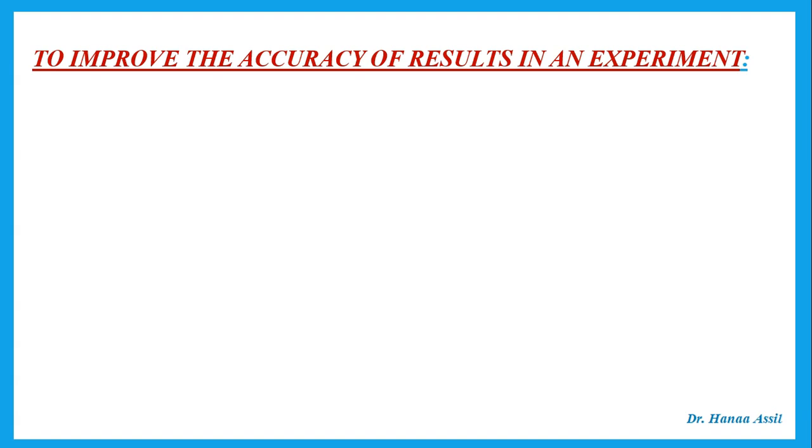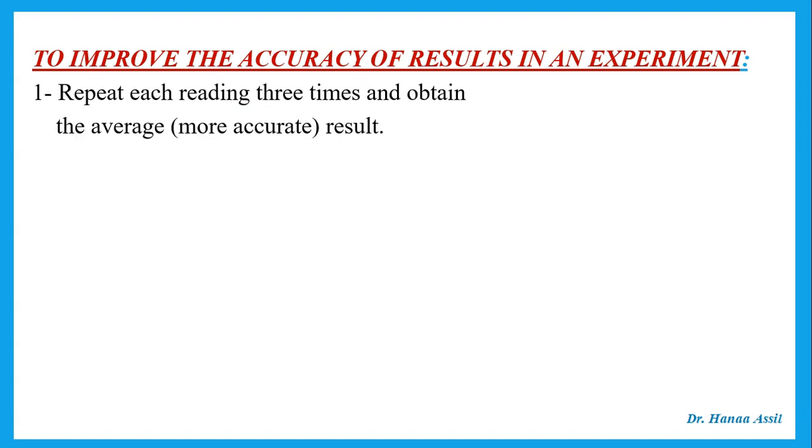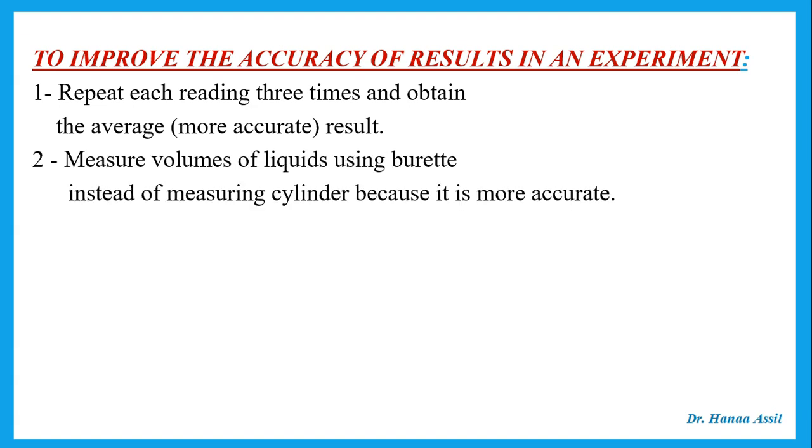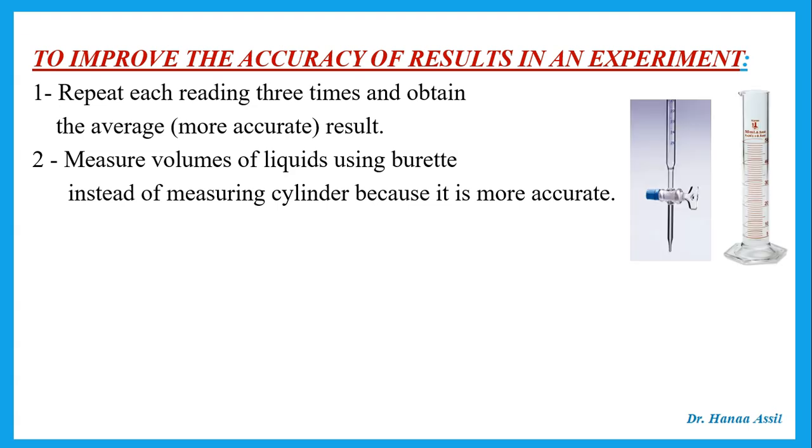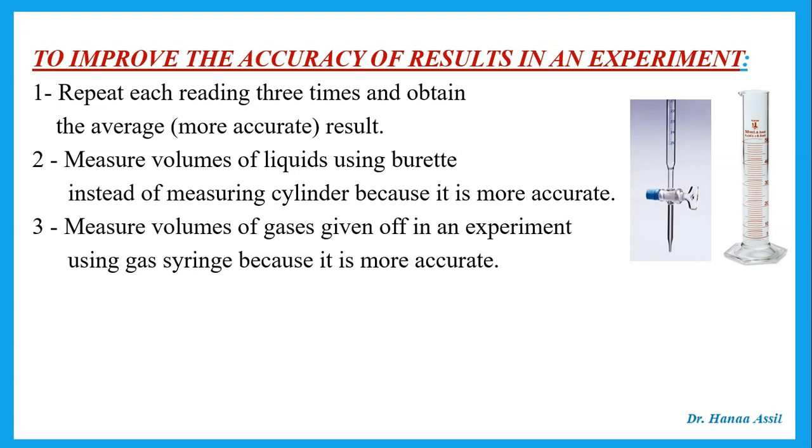Sometimes we're required to improve the accuracy of our results. What can we change to improve the accuracy of the results? Well, if we took the reading only once, we should say repeat the reading 3 times to obtain the average. What if we are measuring volumes of liquids? We said we should use a burette instead of a measuring cylinder. So if the experiment says they measured the volume using a measuring cylinder, then the improvement would be use a burette. It is more accurate.